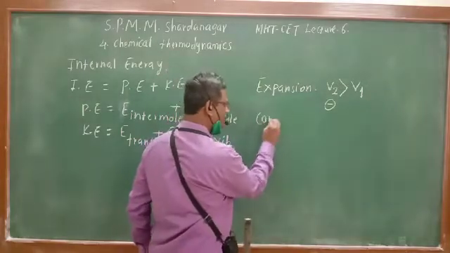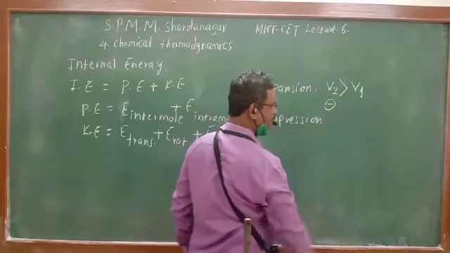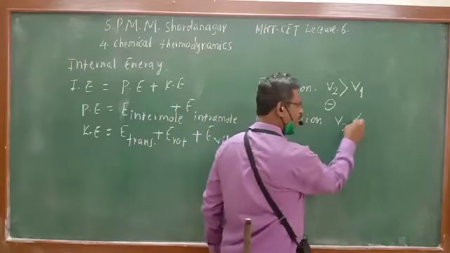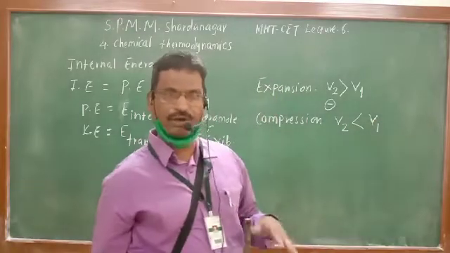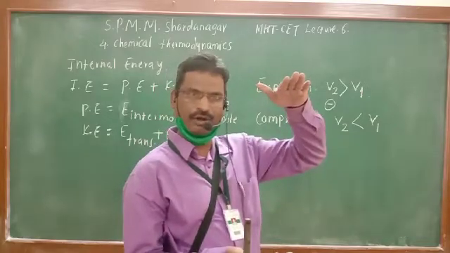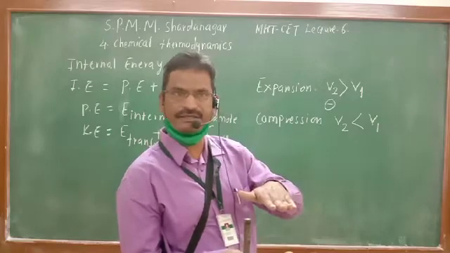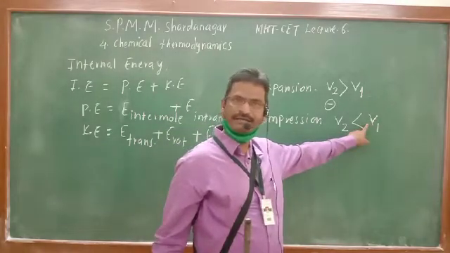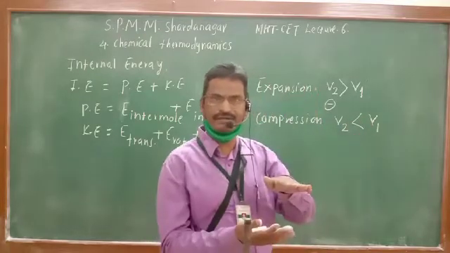On the other hand, we have seen the process of compression. In the compression process, we have studied that V2, the final volume, is less than the initial volume. Final volume is less, initial volume is more. Initial volume is more, that is compressed, and final volume is less. Therefore, V2 is less than V1. Since V2 is less than V1, gas molecules are compressed.